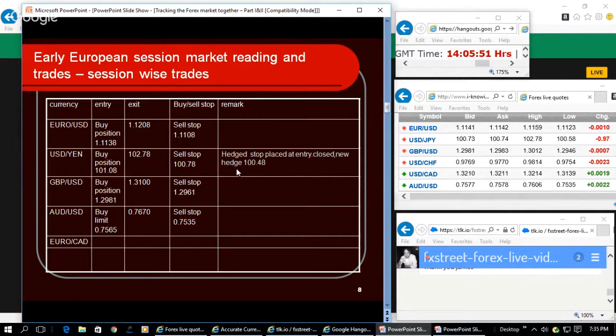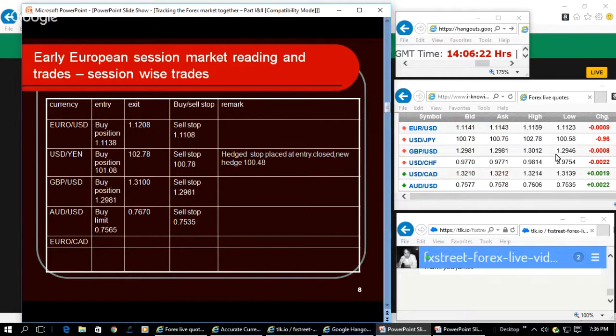Subsequently, 30 pips below, I kept the hedge order at the 100.48 level. So I got a buy at 101.08 and the hedge order at 100.48. This is only a hedge order, it is not hedged, because the current low is 100.58. Once they gain the level above 101, I will remove the hedge order and keep the stop at entry and continue to maximize the profit when they make an upward move.